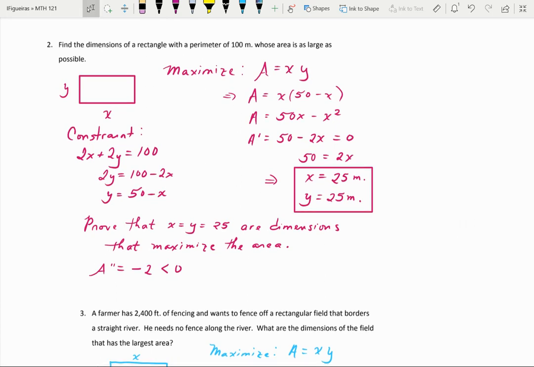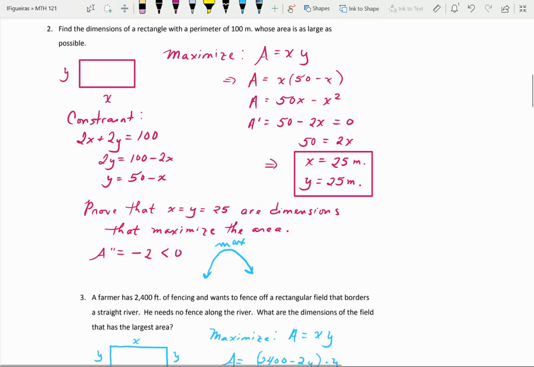So again, I'll use the second derivative. Remember, the first derivative was 50 minus 2x. Therefore, the second derivative is just a constant of negative 2. So that means it's always negative, which means it's always concave down. Concave down looks like this, which means that you have a maximum at your critical point. So that proves that your area is maximized given the constraint of the perimeter equal to 100.